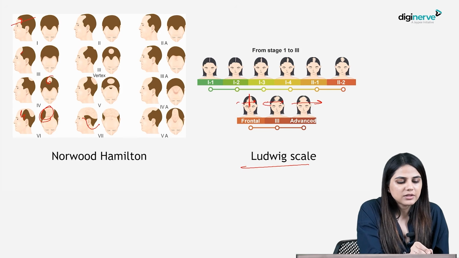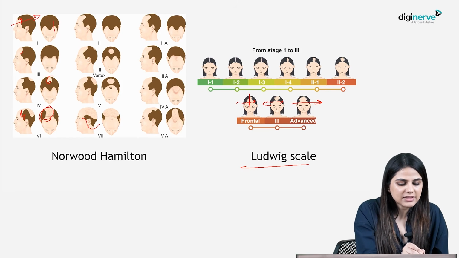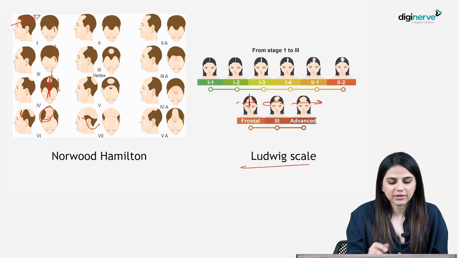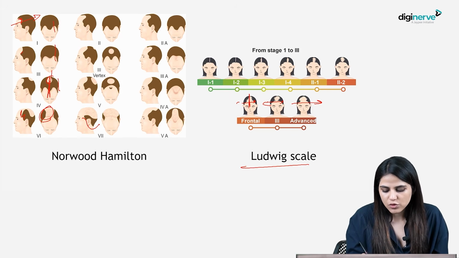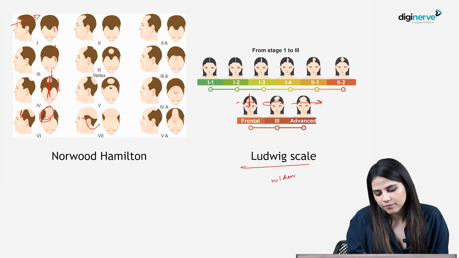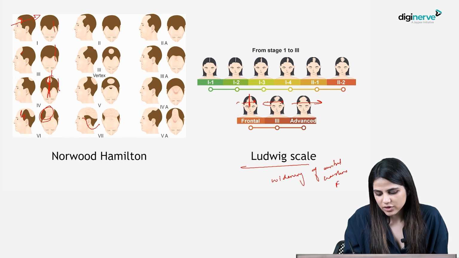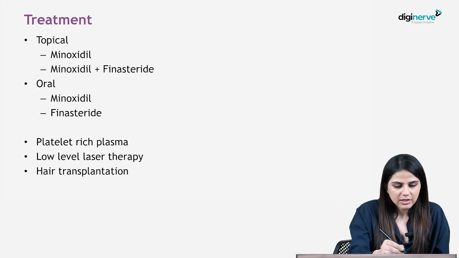Here, it was receding behind the hairline, can we see? Central hairline is not widening in any way. So, clue to widening of central hairline is FPHL. How do we treat it?